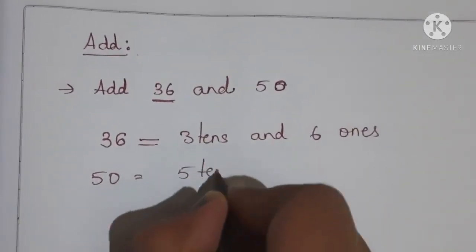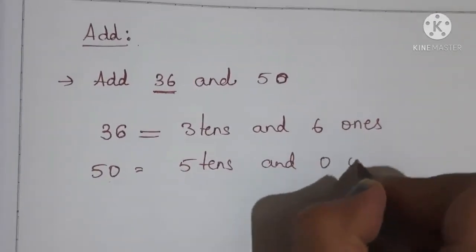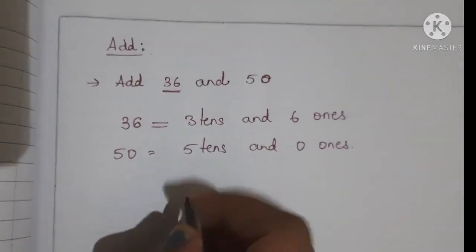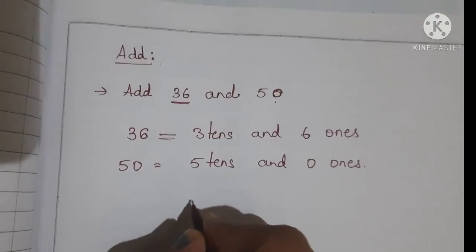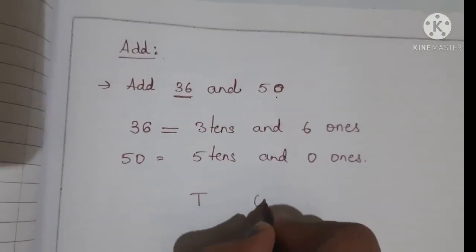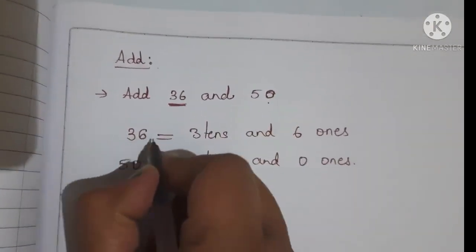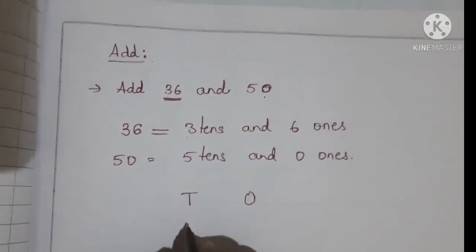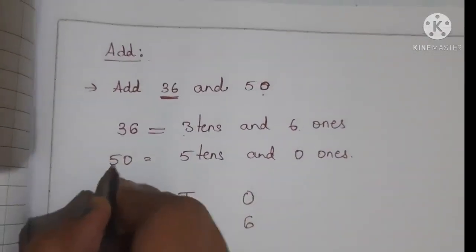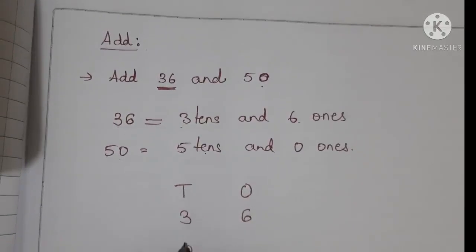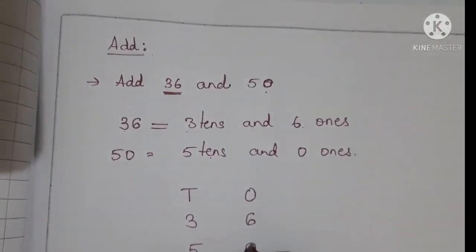5 tens. How many ones? 0 ones. Right. How we are going to add? Before we add these two numbers, let us place like this. Tens and ones like this. We have to write 36. 3 tens and 3 under tens. 6 ones, 6 under ones. 5 tens, 5 under tens. 0 ones, 0 under ones.